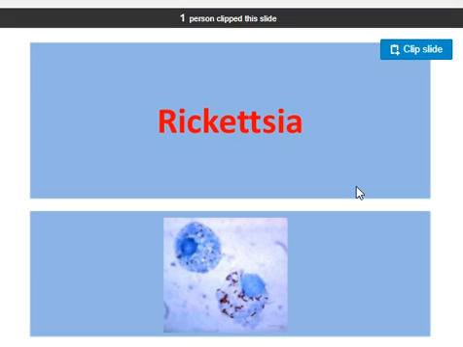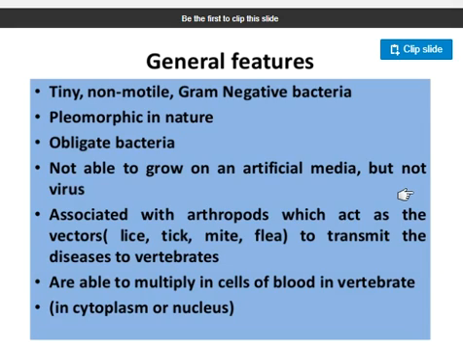After completing actinomycetes, the next organism we are going to discuss is Rickettsia. In that we will also discuss the general features of Rickettsia. Rickettsia is a tiny, non-motile, Gram-negative bacterium, and the morphology is mostly pleomorphic in nature, that is, it can change its shape. It is a bacterium not able to grow on artificial media.